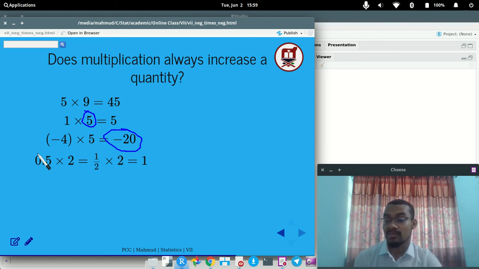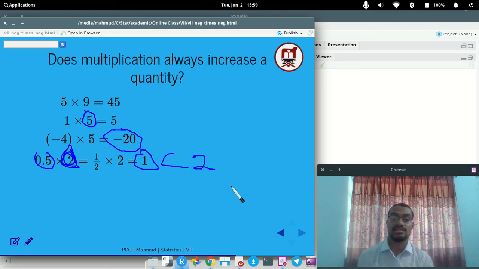Again, if we multiply 0.5 by 2, that means half times 2, and that is 1. So we started with 2 and multiplied it by 0.5, but we now have 1, which is less than 2. So multiplication does not always increase a number.